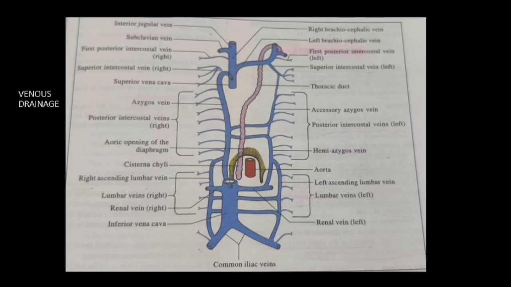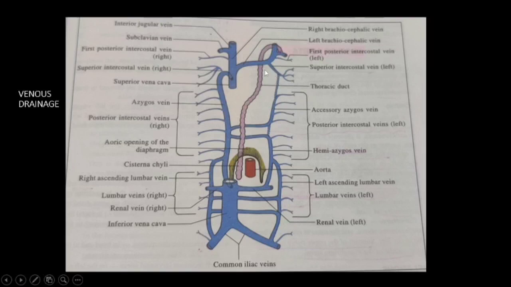The second, third and fourth posterior intercostal veins commonly drain into a vein known as the superior intercostal vein, which in turn drains into the arch of azygous vein on the right side. On the left side also, the veins of the second, third and sometimes fourth drain into the left superior intercostal vein, which drains into the left brachiocephalic vein.